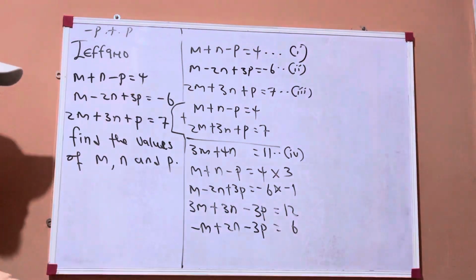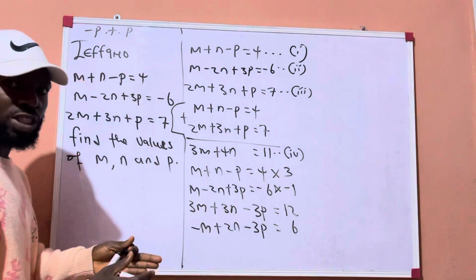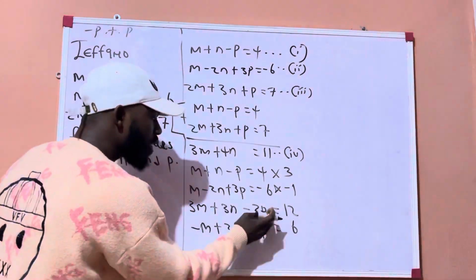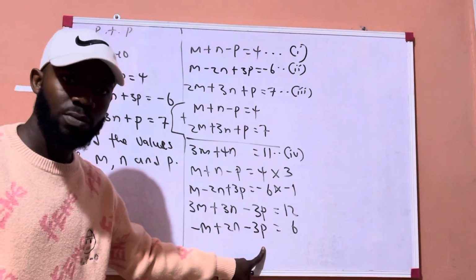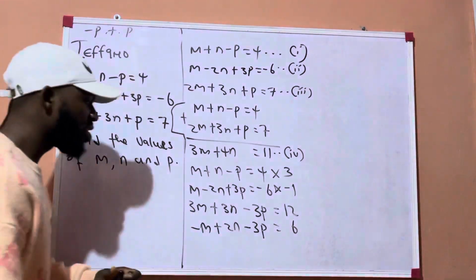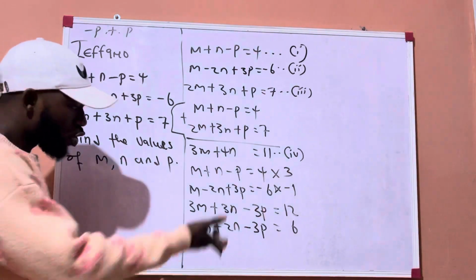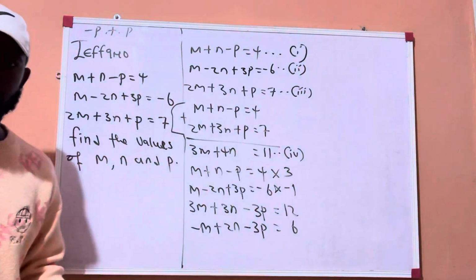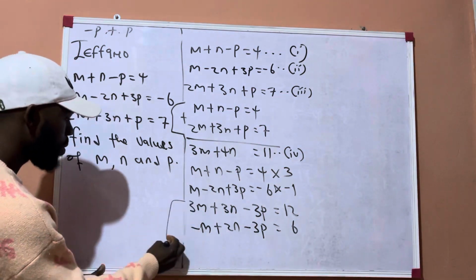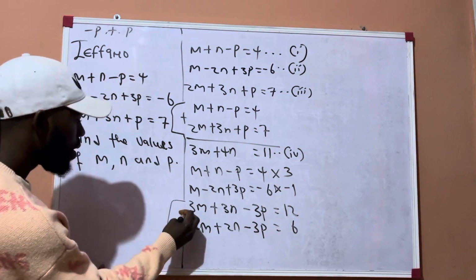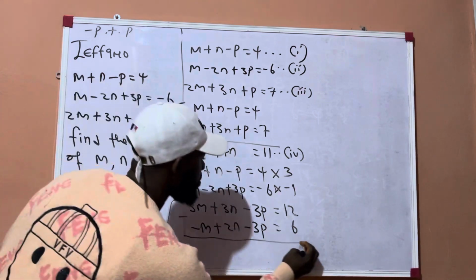Now, you will observe that in the new equations that we have gotten, the coefficients of p are the same. Minus 3p up and minus 3p down. So now that the coefficients are the same, what do we do? We subtract so that p's are eliminated. Now, when we subtract this, we are going to get this.